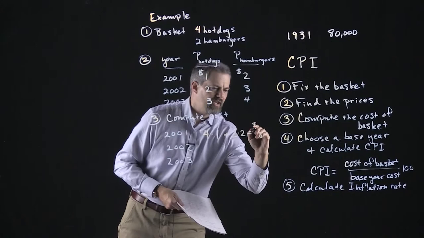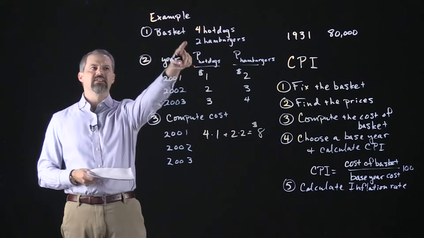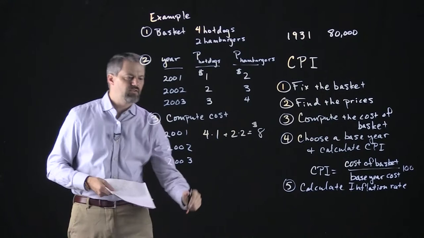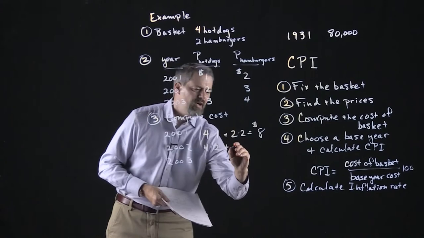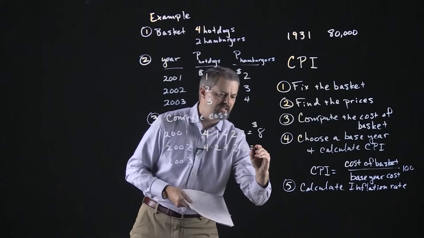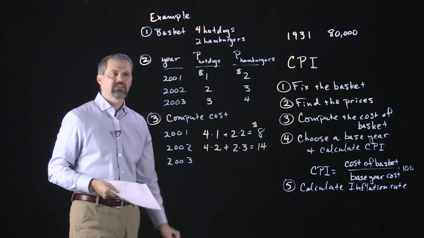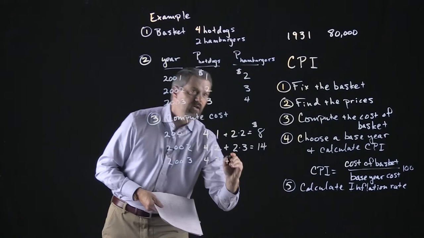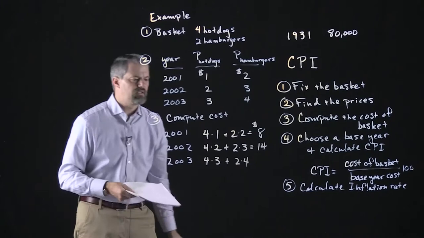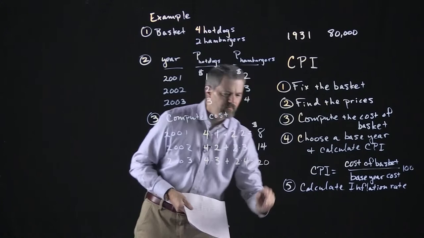In 2002, we're going to use the same quantities from our basket, and then we're going to use the prices from 2002. So we've got 4 hot dogs now at $2 a piece, plus 2 hamburgers now at $3 a piece. So that's 8 plus 6, that's $14. The basket cost $14 in 2002. 2003, we've got 4 hot dogs now times $3 each, plus 2 hamburgers times $4 each. That's 8 plus 12, that's 20. So now we've figured out the cost of the basket in all 3 years.